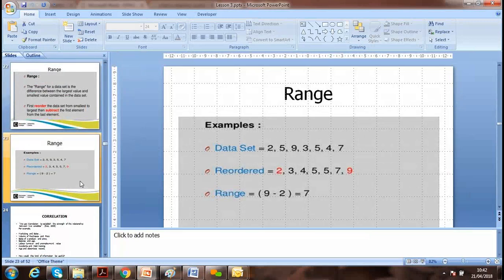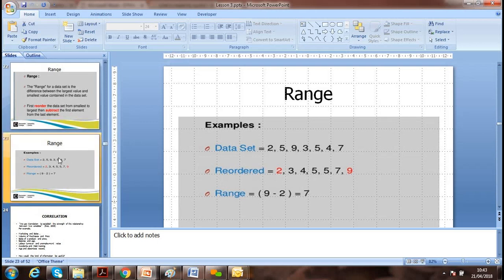So range. We have data 2, 3, 5, 4, 7, so we can order them as well. So the range is between 2 and 5, so we can calculate. Yes, the range is 7 in this case, high value, high. Normally we use the high and low value method.